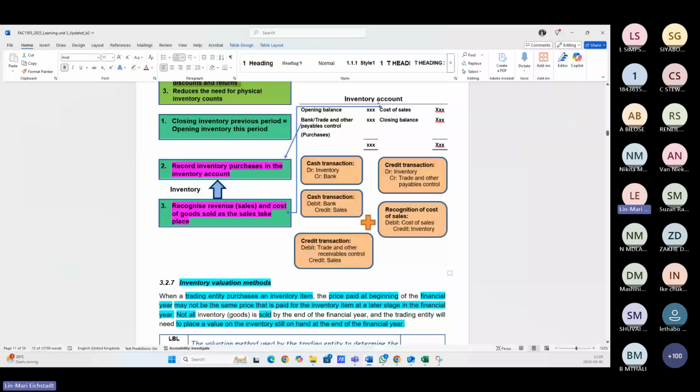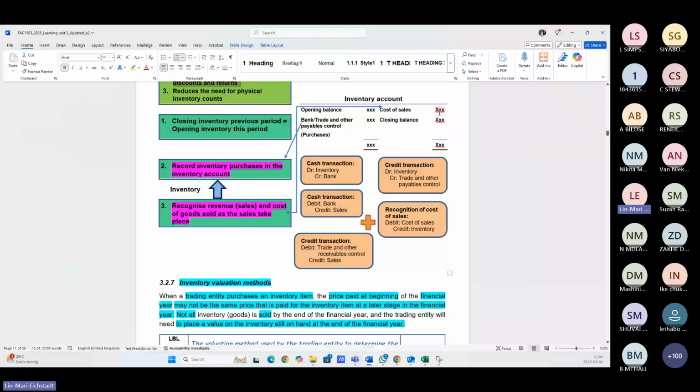You debit your inventory account and you credit your trade and other payables. And then you have your recognition of cost of sales, meaning that once you've got this in, you are debiting your cost of sales account and crediting your inventory. This will make more sense once we go through the example.